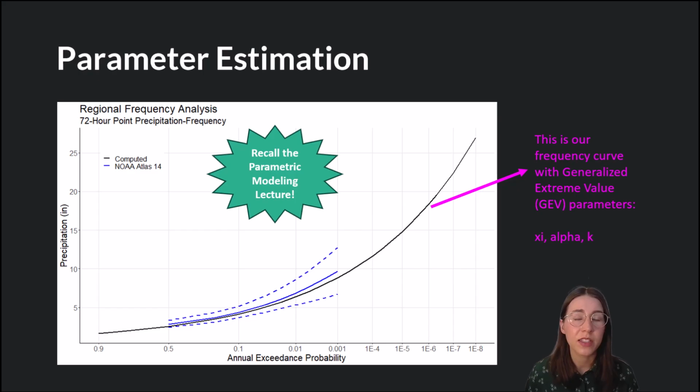This frequency curve is also plotted against NOAA Atlas 14 estimates, which is a very common source of precipitation frequency data in the United States. One of the limitations of NOAA Atlas 14 is that it only goes up to the 1 in 1,000 year event. However, NOAA Atlas 14 also performs regional frequency analysis, much like the steps that we've shown here. As you can see, this precipitation frequency curve would provide much more robust estimates of precipitation compared to using a single gauge with a limited period of record.